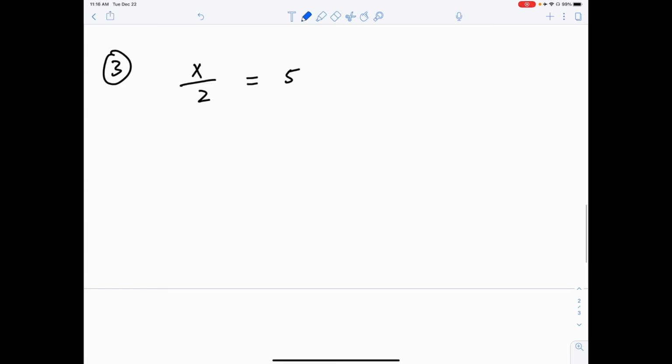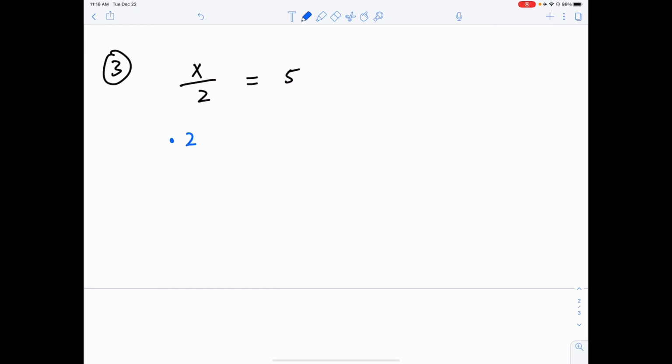Our last example here says x over 2 equals 5. Now, over doesn't mean very much in terms of operations, so make sure you know that over means the same thing as divide. So read this as x divided by 2 equals 5. So we said divide, so we do the opposite, so we do times.